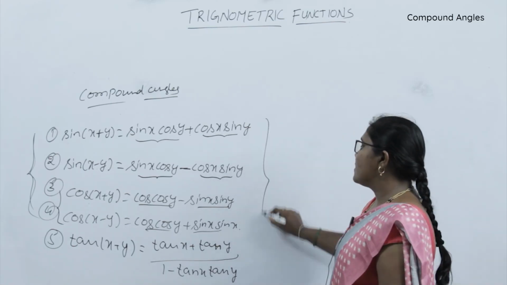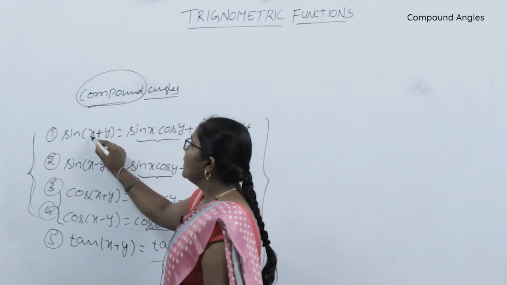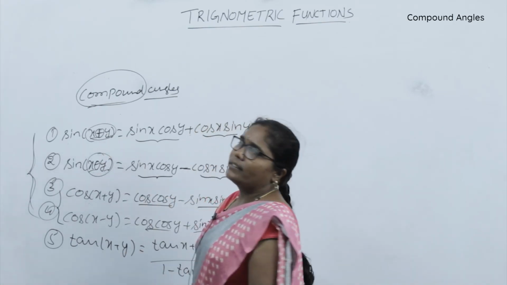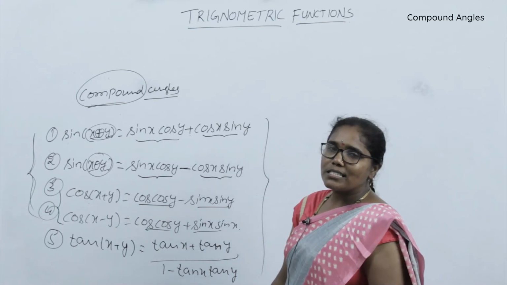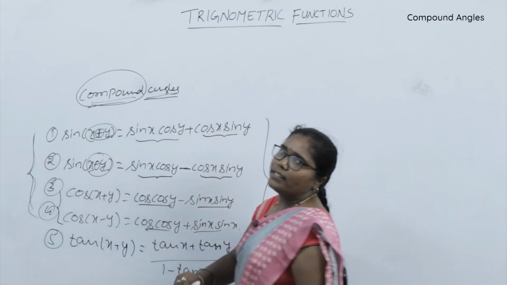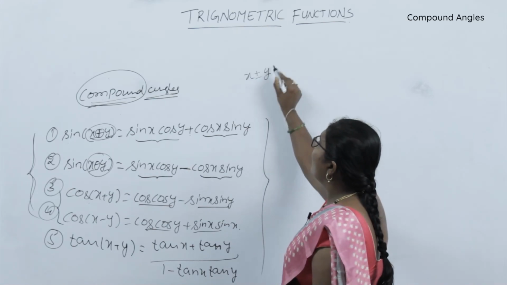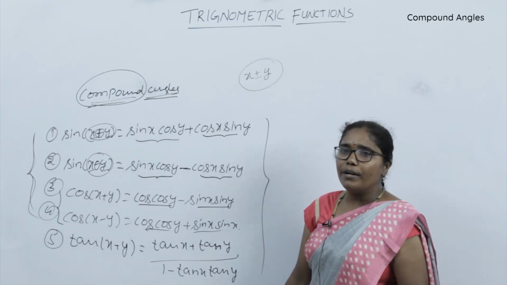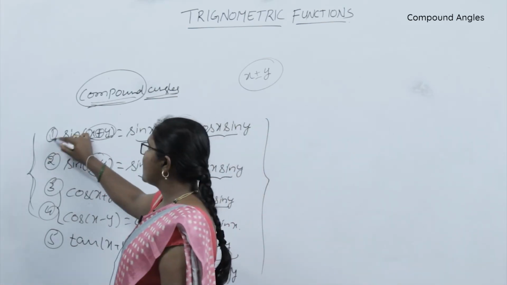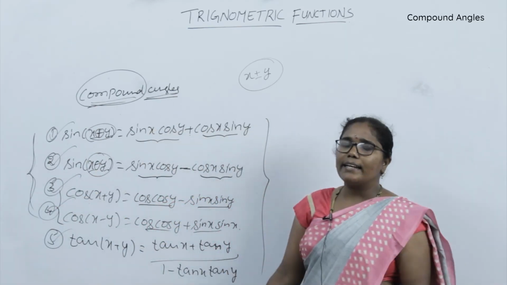So these we can write as compound angles. What is meant by a compound angle? A compound angle is the sum or difference of two or more angles. Here we are taking two angles, x and y. So either the sum or the difference, we can call it a compound angle. Based upon the compound angle, we are using 5 formulas: sin(x plus y), sin(x minus y), cos(x plus y), cos(x minus y), and tan(x plus y).